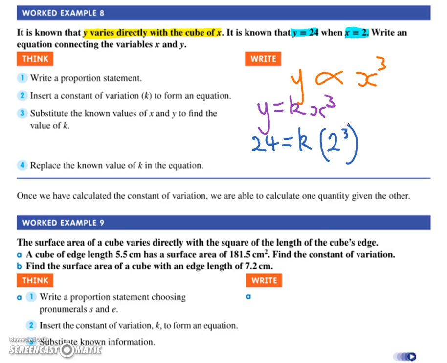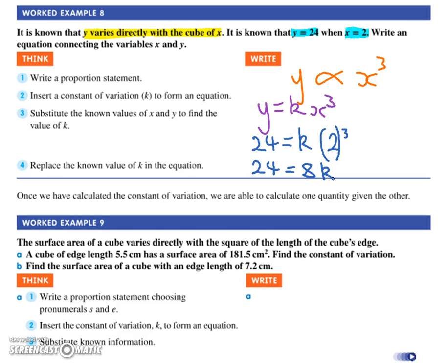Cool? Put the bracket in the wrong spot, sorry. Doesn't really matter, but I like to be consistent. So I've just put the bracket around what I've substituted in. So we now know that 24 equals k times 2 cubed. Anyone know what 2 cubed is? 2 cubed is 8, thank you. So we know that 24 equals 8 times k. What does k equal? Did you say 3? Are you sure? I thought I heard you say 3. 3, yeah. To find out what it is, you've got to divide both sides by 8.